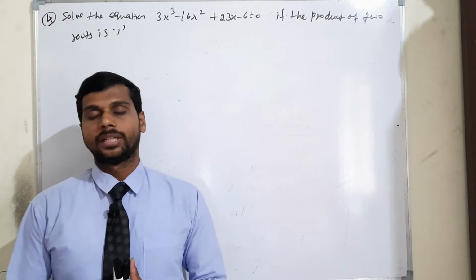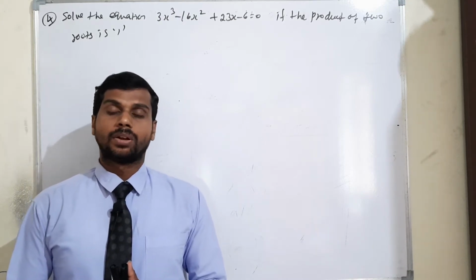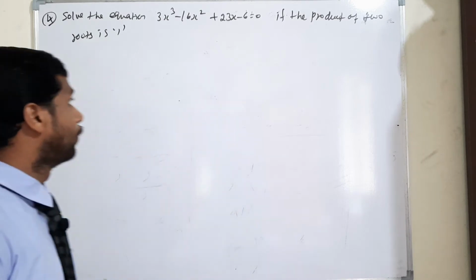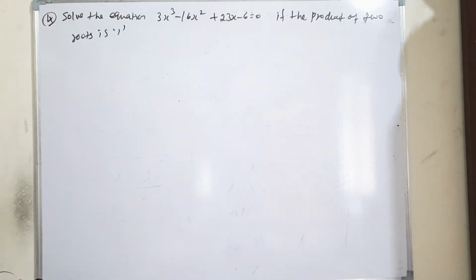In this session, we are going to continue exercise 3.1. I'm moving to question number 4. Solve the equation 3x cube minus 16x square plus 23x minus 6 is equal to 0.